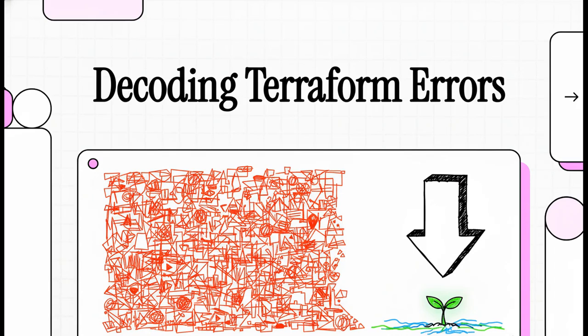So, if you've ever run terraform apply and just been hit with a giant wall of red text, you know exactly what that feels like. It feels like you've hit a dead end. But what if I told you that error message isn't an obstacle at all? What if it's actually your best guide to solving the problem?